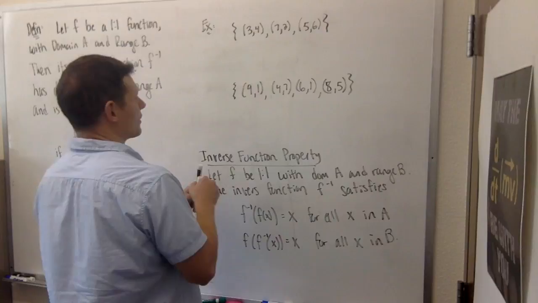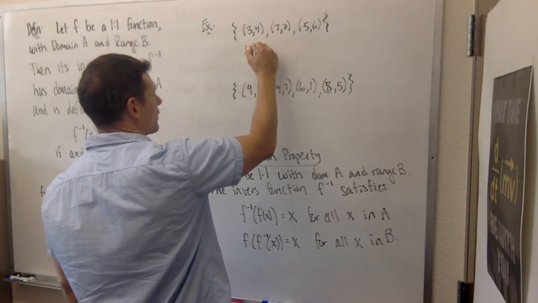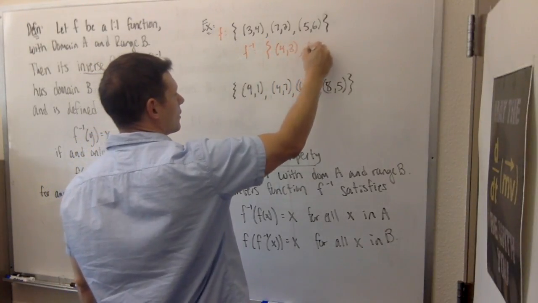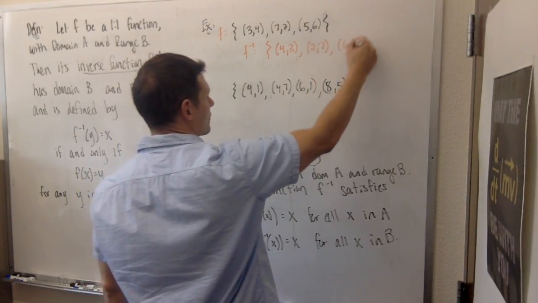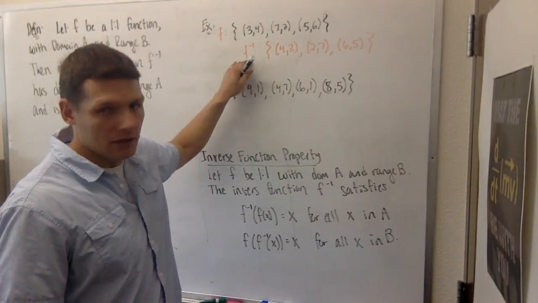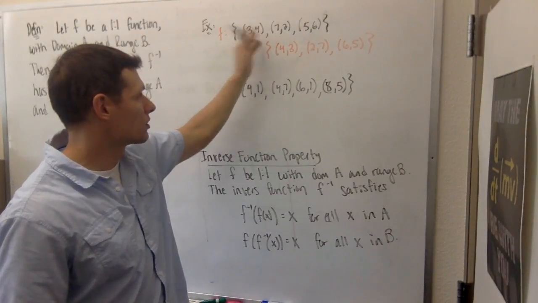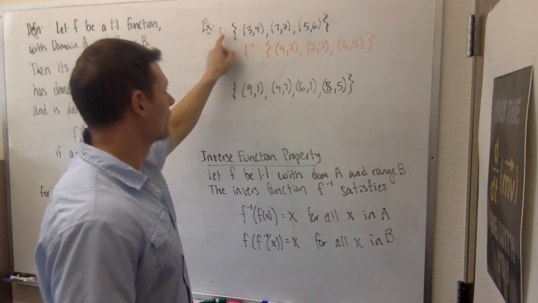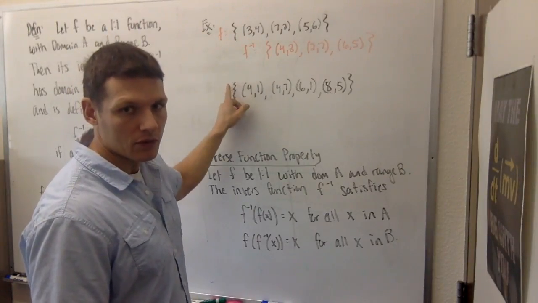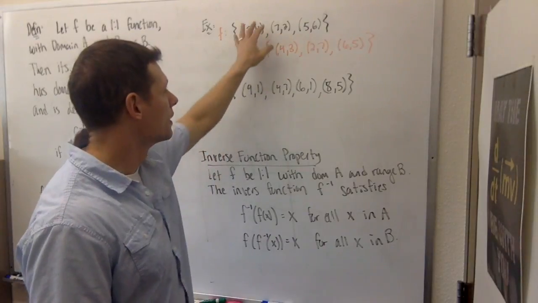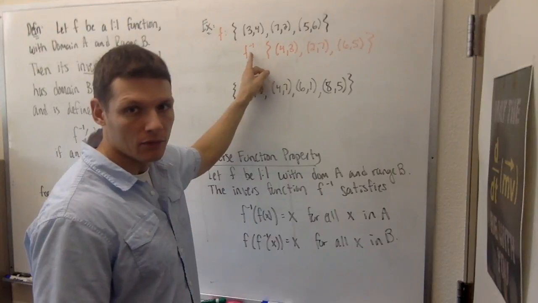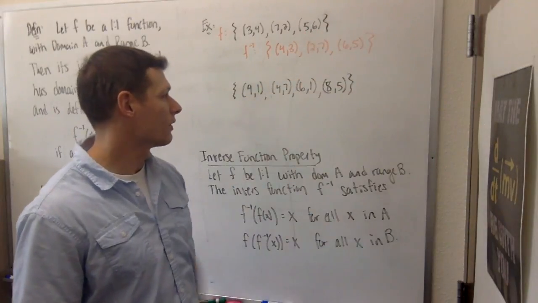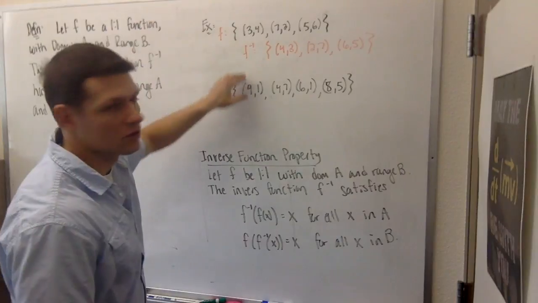If I look at f inverse, it would be 4 to 3, 2 to 7, and 6 to 5. Notice that its inverse is in fact a function. 4 only has 3; we're interchanging the x's and y's. 2 only has 7, and 6 only has 5. Think of it this way: f sends 3 to 4, and f inverse sends 4 back to 3. 7 goes to 2, 2 goes back to 7, 5 goes to 6, and f inverse sends 6 back to 5. Whereas this one had an inverse, this one does not have an inverse.